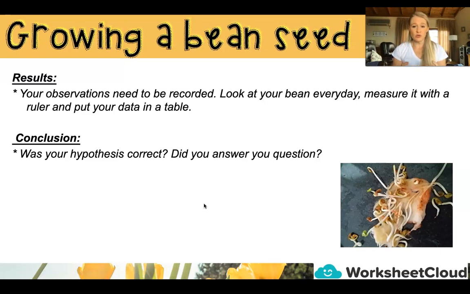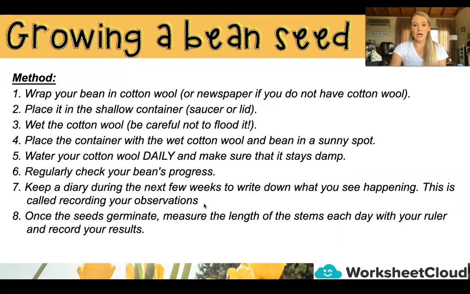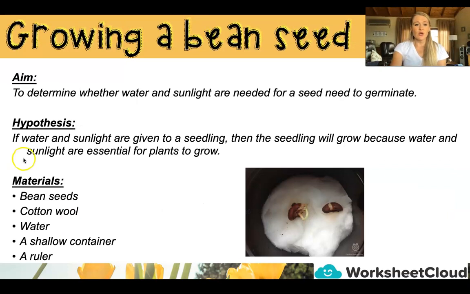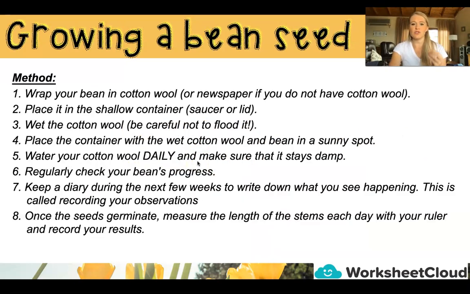Once you've done your results and you have done your experiment, you're going to come to a conclusion. You're going to say, is your hypothesis correct or was it incorrect? Now remember, if we go back to the hypothesis over here, we said if water and sunlight are given to a seedling, then the seedling will grow because water and sunlight are essential for plants to grow.